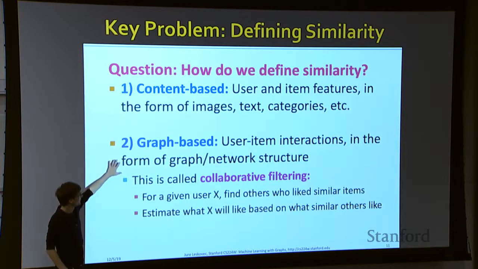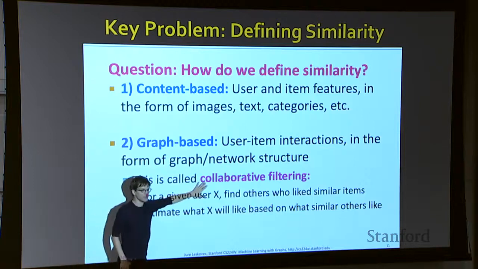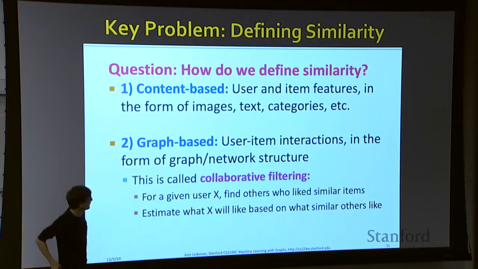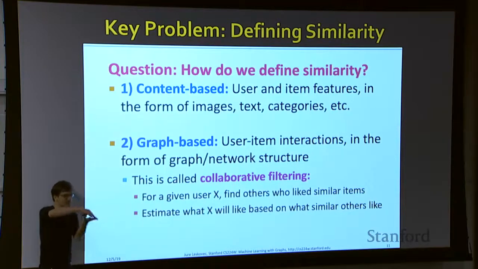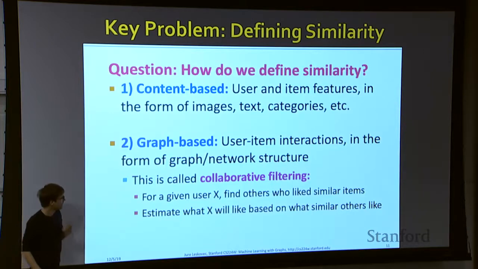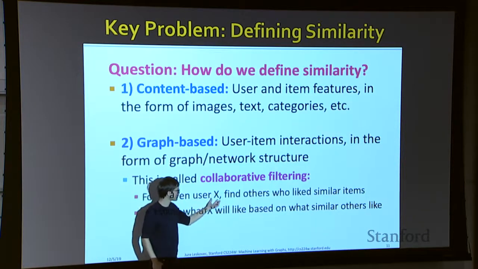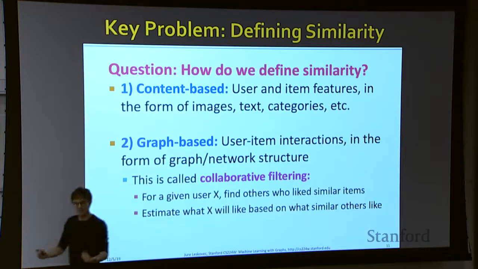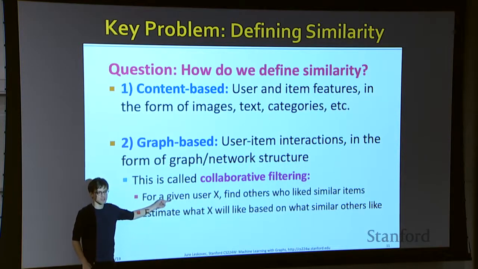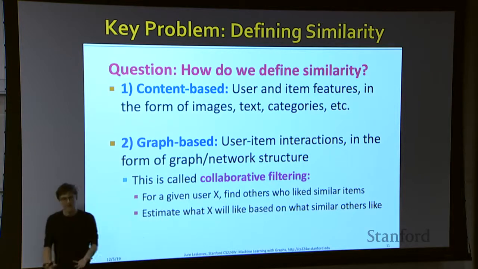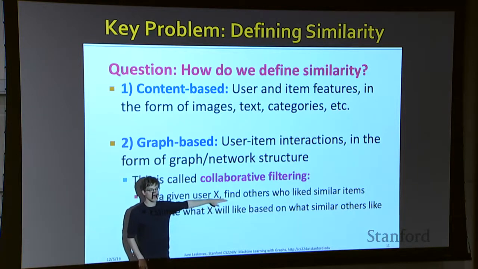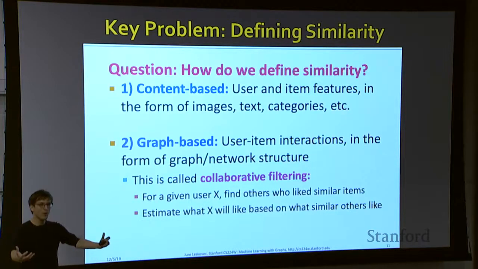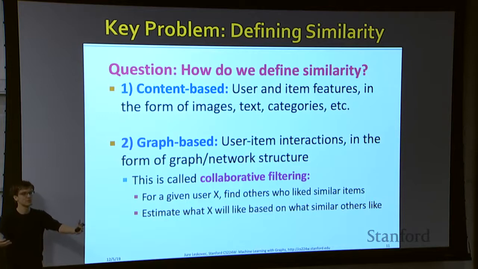Another one that we will look at is called collaborative filtering or graph-based. And the idea here is the following. The idea is that users interact with items, and this forms some kind of bipartite graph structure. And the idea is that for a given user X, I want to find other users who interacted with similar items to user X. And then, based on that, I make recommendations. Right? So the idea here is to say, I don't really care what these items are. I don't need to know anything about them. All I need to know is who are the people who like similar songs that I like.